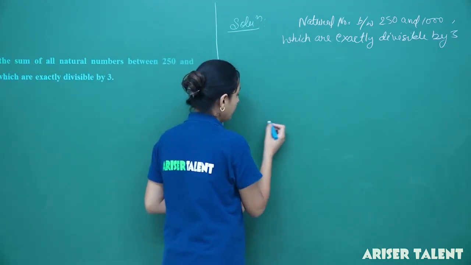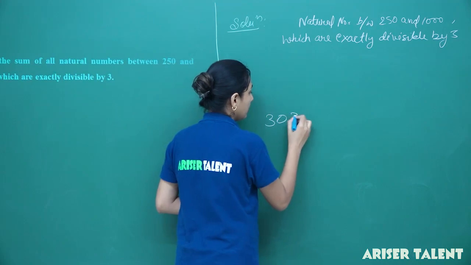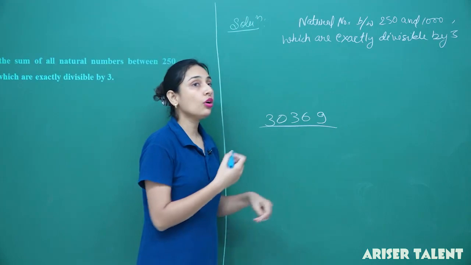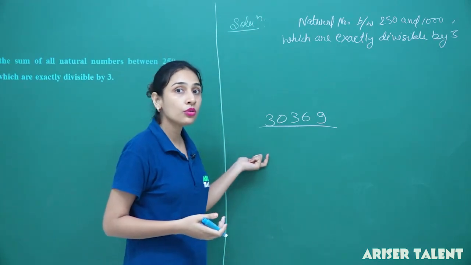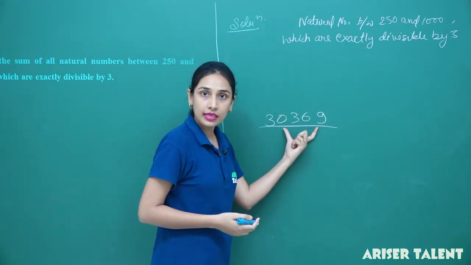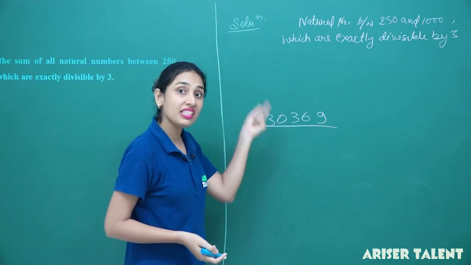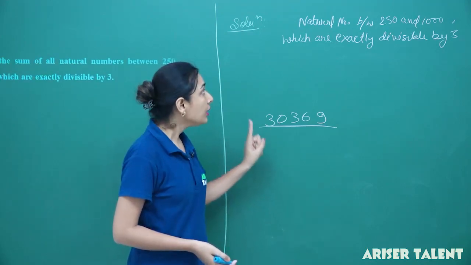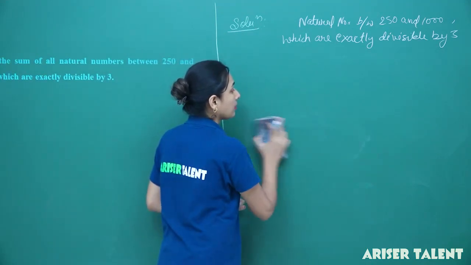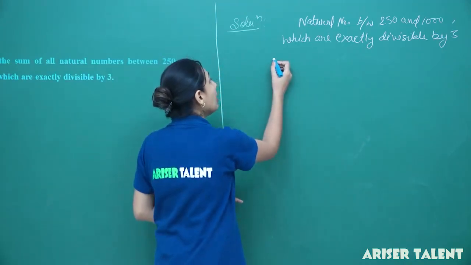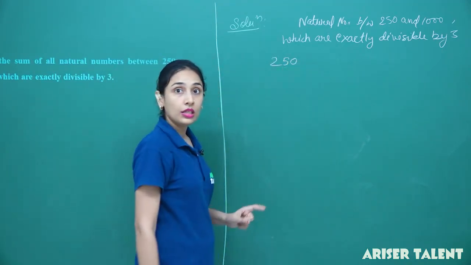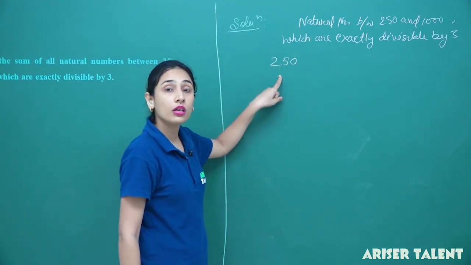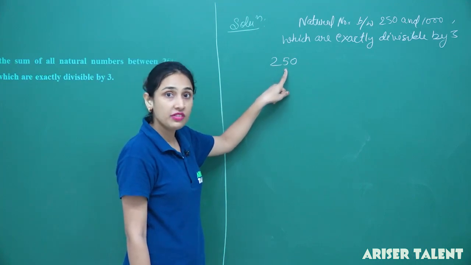If a number is divisible by 3 or not, how will you know? You will just add the digits of the number. If the sum of the digits is divisible by 3, then only is the number divisible by 3. If not, then it's not. Now, what do you have? 250. Is 250 divisible by 3? 5 plus 2 plus 0 equals 7. Now 7 is not divisible by 3.